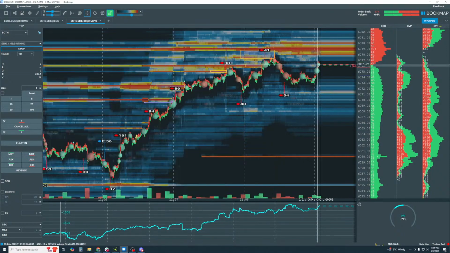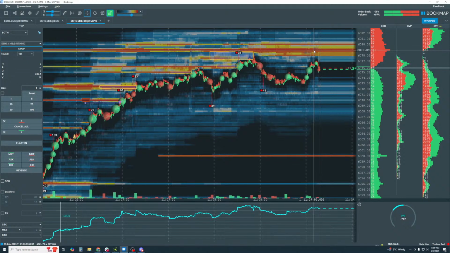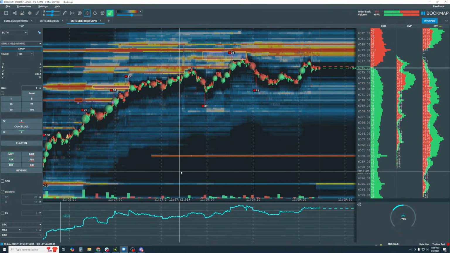Okay, so you can see that there was a pullback here, but we're starting to find again more interest here. So I'd be looking for them to try to reach into this liquidity here at 79.